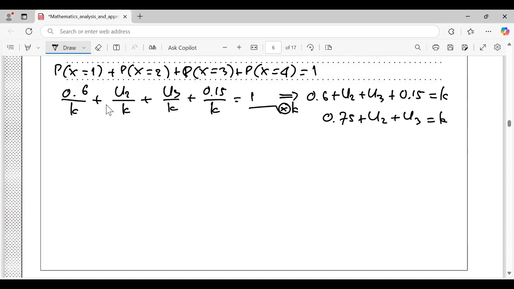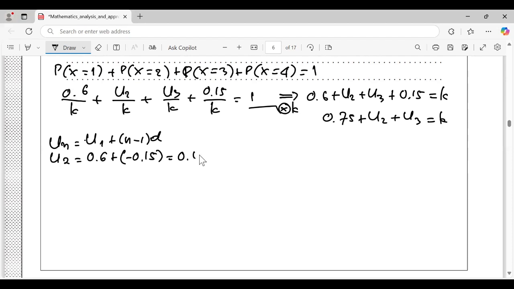And next, I'm going to find u second and u third based on this rule: u n equals u first plus n minus 1 times d. For u second, u first is 0.6 plus 2 minus 1, which is 1, times d, which is minus 0.15. It is 0.45, 0.6 minus 0.15.